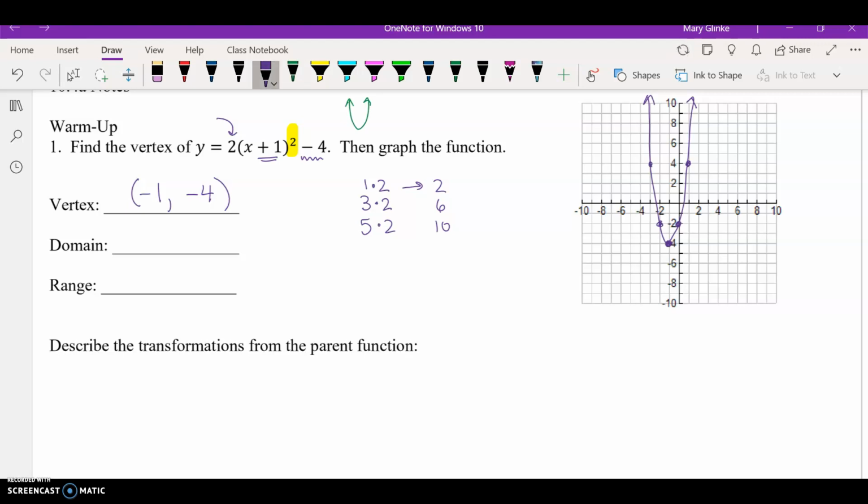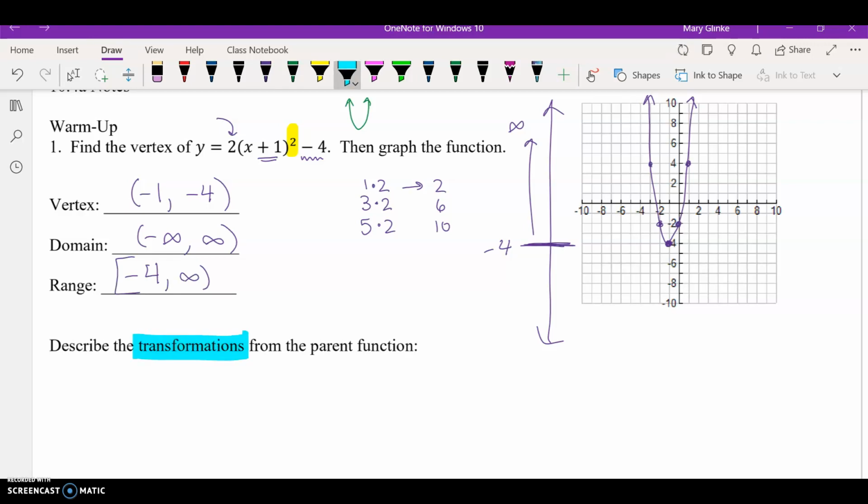Now our domain for this from left to right is going to be -infinity to +infinity because our arrows go left and right on the graph. Your range goes from low to high. So if you're looking at your range here, my graph starts here at -4, and it goes up to +infinity. So my range is -4 to +infinity.